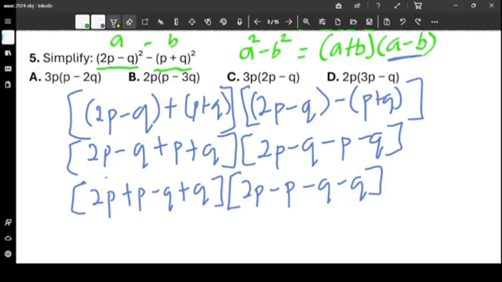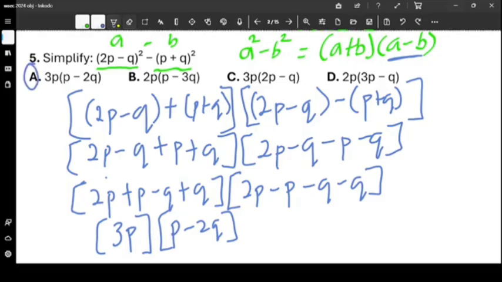All right. So coming down to this first bracket again, what is 2p plus p? That's equal to 3p. What is minus q plus q? It cancels out. So I have just 3p in the first bracket. And in the second bracket, what is 2p minus p? That's just p, 1p. Minus q minus q is minus 2q. So my final answer is 3p into p minus 2q, which is option A. So you need to be able to identify two squares that are subtracting so that you know when to use your difference of two squares formula.